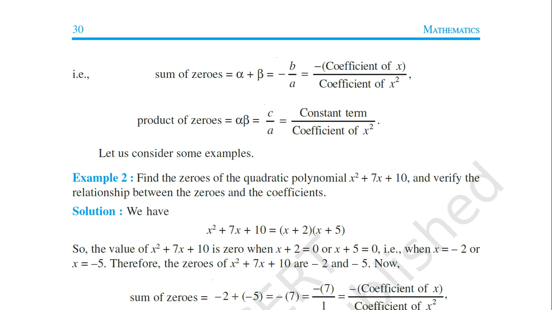So the sum of zeros is minus coefficient of x upon coefficient of x square, and the product of zeros, alpha beta, is equal to c by a, which is the constant term upon the coefficient of x square.